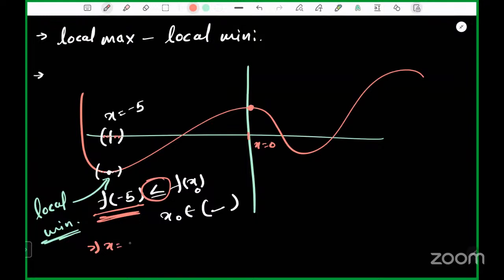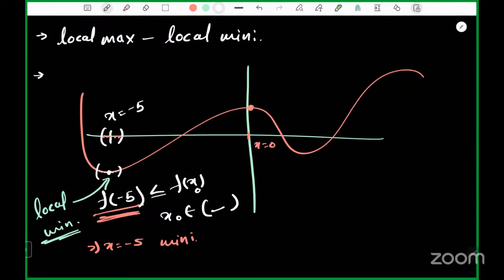If we take values around -5 from the left-hand side, it would be -6.999 and so on. It doesn't matter what the length is; we need at least a very small interval. If you take -6.99, for example, the function value would be higher than f of -5. And if you take -5.99, then it would be higher as well. We need this inequality to hold over this particular interval.